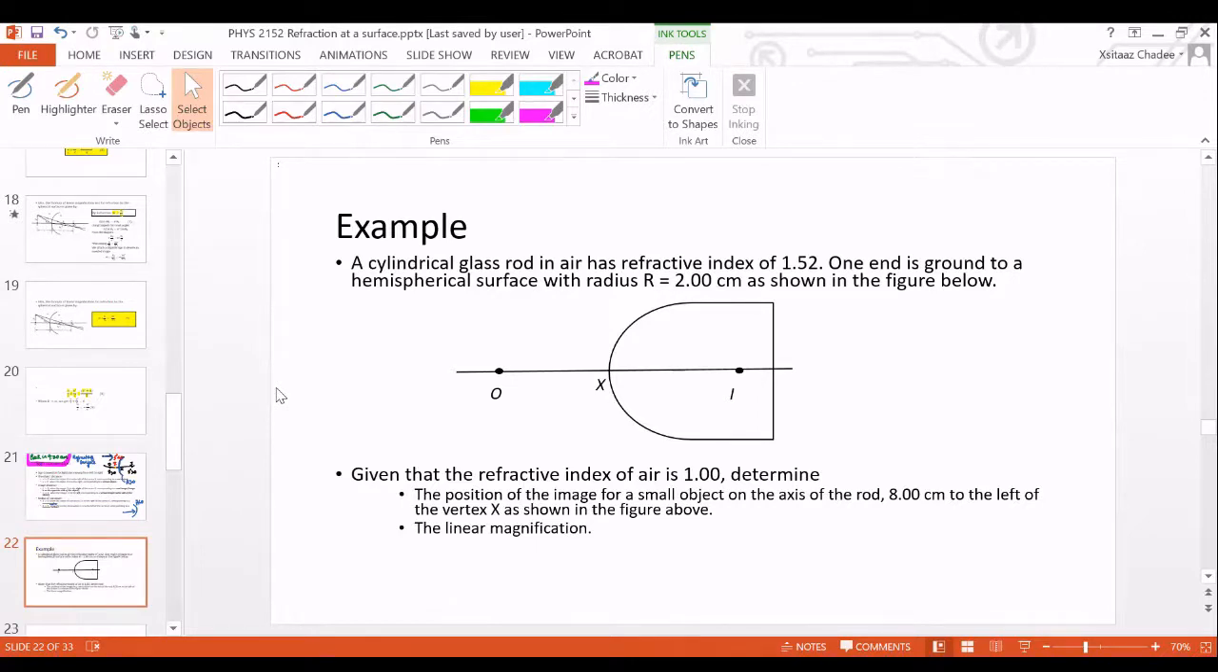So we have here a cylindrical glass rod in air has refractive index of 1.52. One end is ground to a hemispherical surface with radius r equal 2.00 cm as shown in the figure below. Given that the refractive index of air is 1.00, determine the position of the image for a small object on the axis of the rod 8 cm to the left of the vertex x as shown in the figure above and the linear magnification.